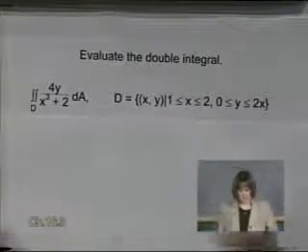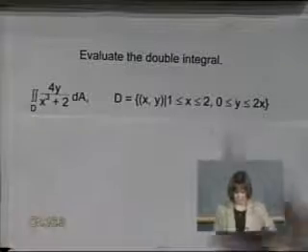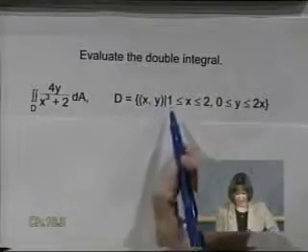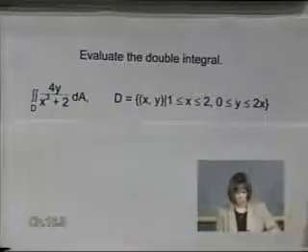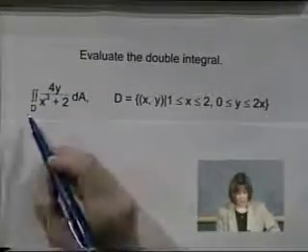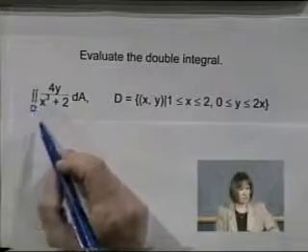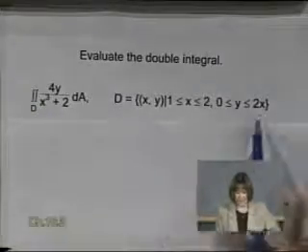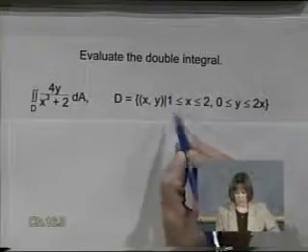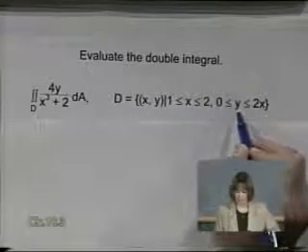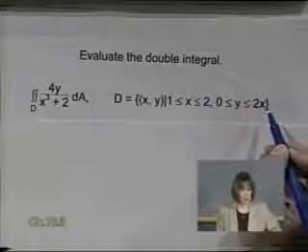Okay, now in this one, they want us to evaluate the double integral. Notice they're saying x is ranging from 1 to 2. We're taking this function, 4y over x cubed plus 2, and we're integrating over some region, which they're calling D. And D is described as all the ordered pairs x, y, all the points, for which x is ranging from 1 to 2, and y is ranging from 0 to 2x.